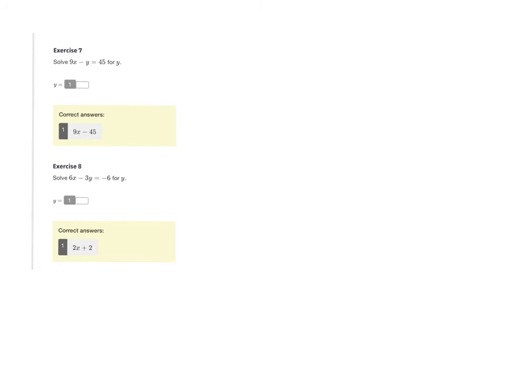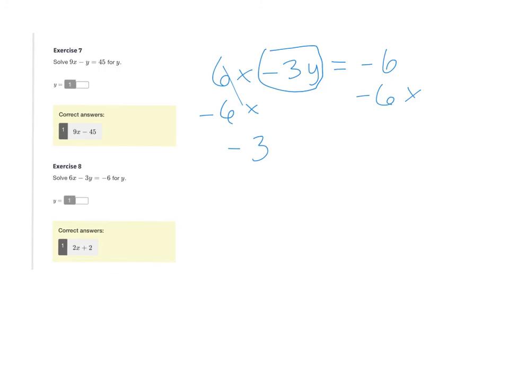On our second equation, we've got 6x minus 3y is equal to negative 6. And we need to solve for y again. So I'm going to just put a box around here. How do I get rid of positive 6x? I'm going to minus 6x from both sides. That gives me negative 3y is equal to negative 6 minus 6x. Then my final step is to divide by negative 3 on both sides.